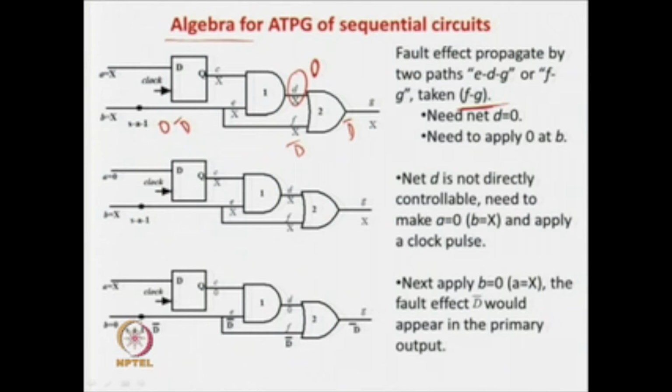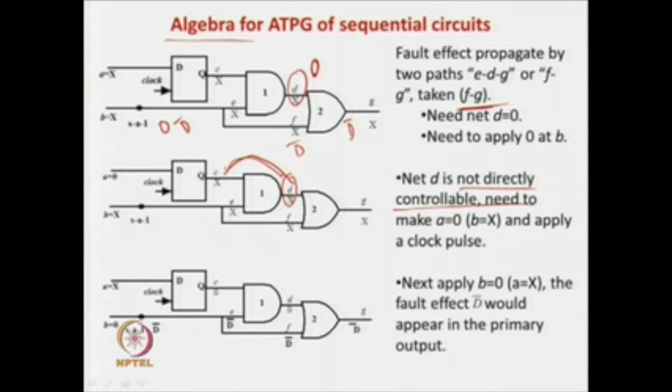So, how do we get a 0 over here? We know that directly we cannot get a 0 over here. So, how do we get a 0 over here? So, net D, we already said that net D is not directly controllable. Okay, so we have to make this net D equal to 0, because this net depends on the output of a flip flop. This gate is not directly connected to the output of a flip flop, but is indirectly dependent on net C, which is the output of a flip flop. So, indirectly you have to control this D to 0.